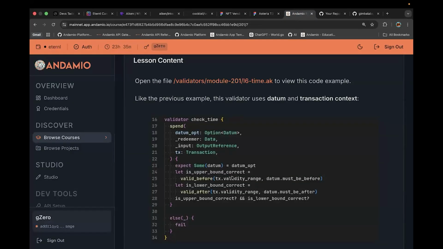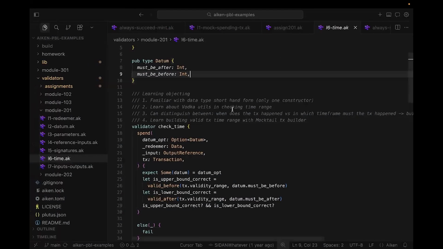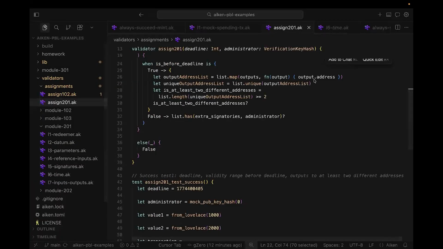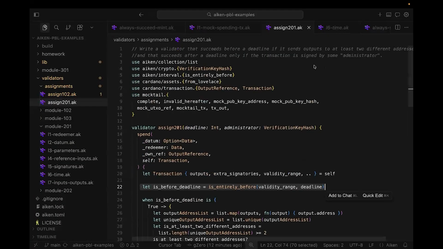Now if we come back to our example, which is slightly different, and is what we did last time, assignment 201, let's look at this. Write a validator that succeeds before a deadline if it sends something, and succeeds after a deadline. So there's a deadline, but there are success cases both before and after. I got it.